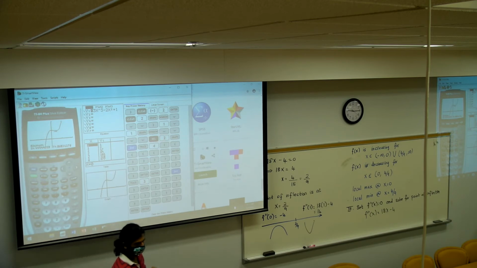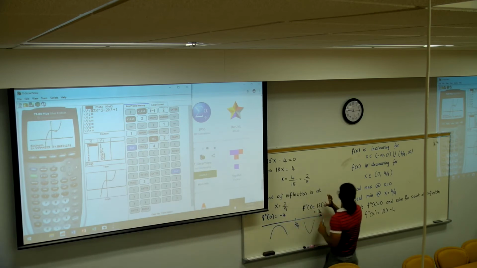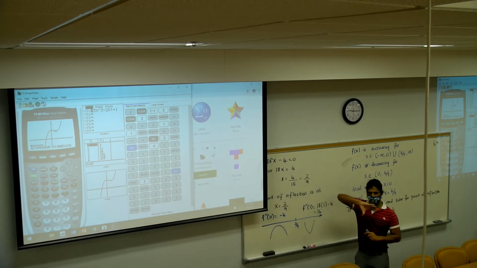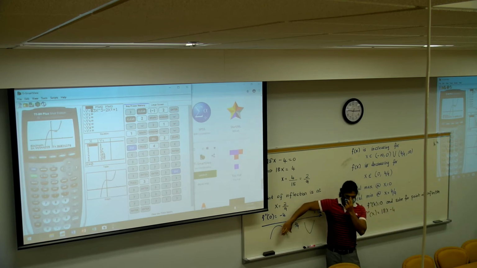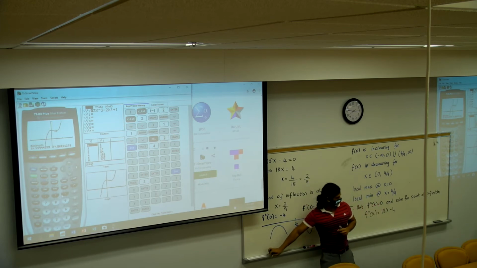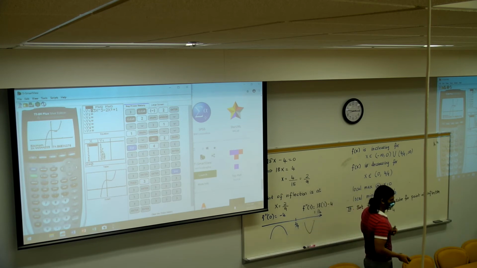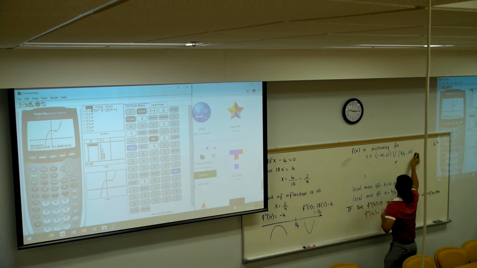The point of inflection is the point where the concavity flips. So it was concave down, flipped, concave up. Will the point of inflection always be found at the second derivative? Yes. Okay. I'll just write the formula before I end.